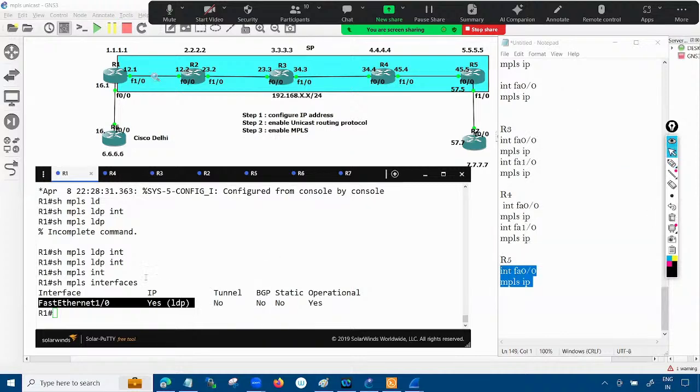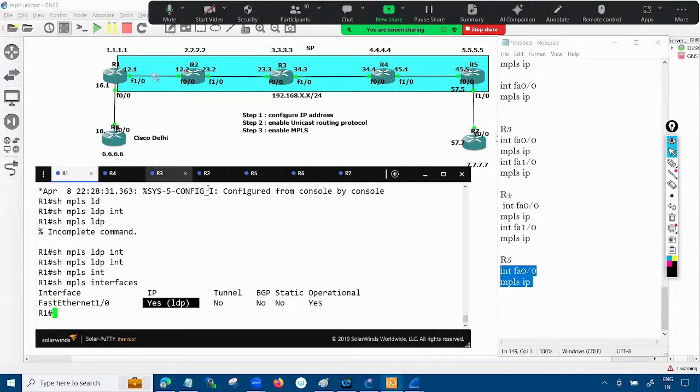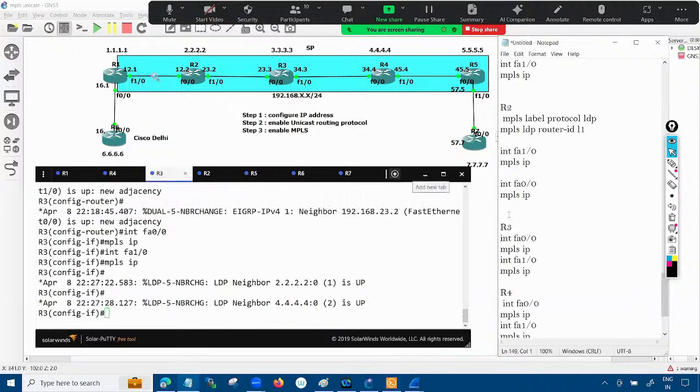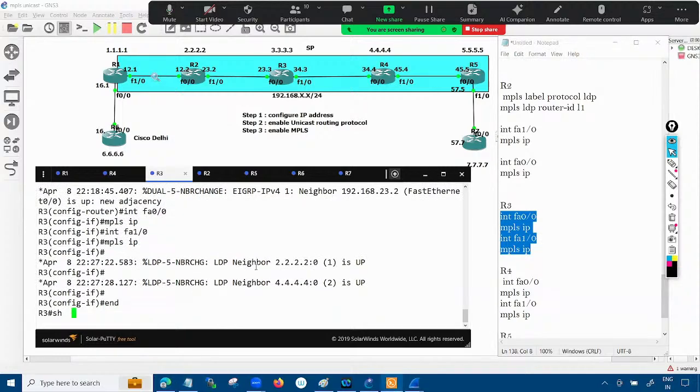Now, that's how you can check which interface is enabled for MPLS, or the LDP protocol. Even on R3, if you look at the configuration, did I mention any LDP protocol? No. But if you check the command, it will show you that it's LDP.